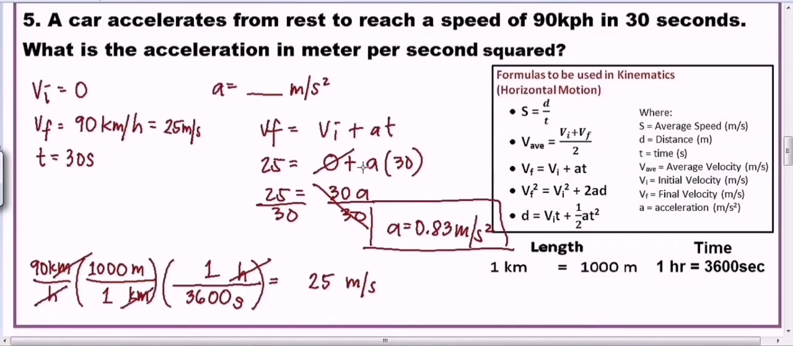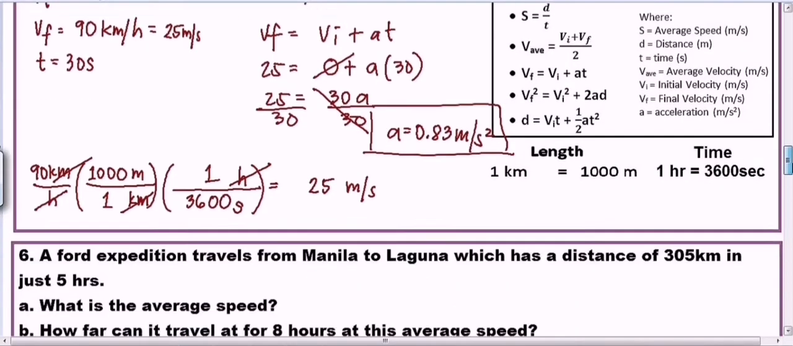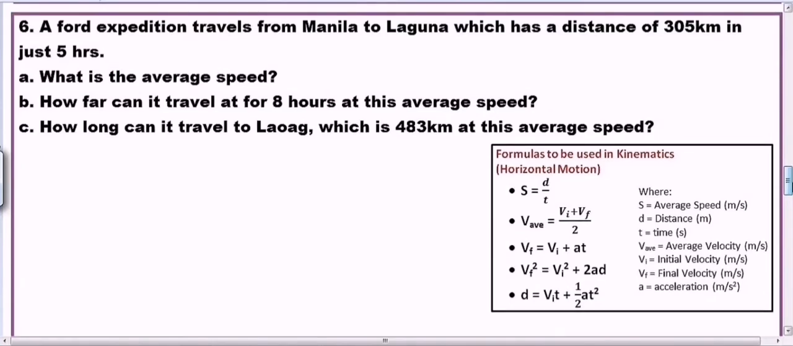Okay guys, so this is part 2 of word problems involving horizontal motion. So sa part 1, we have done 1 to 5. So dito naman sa part 2, we will be doing 6 to 10 examples.